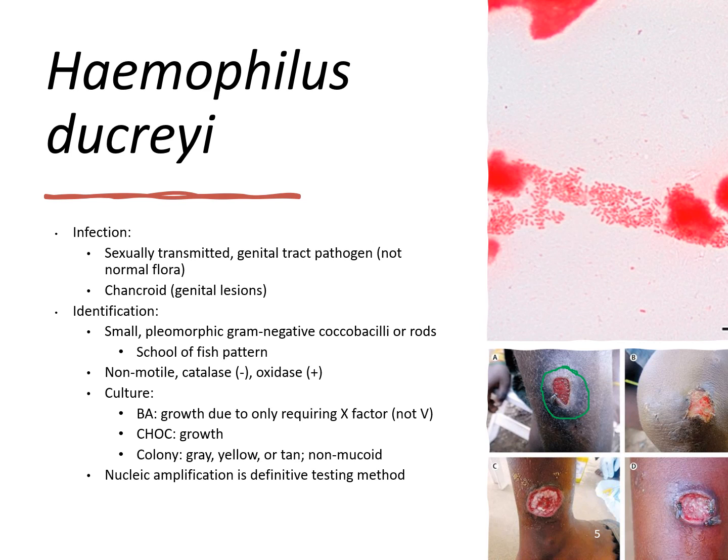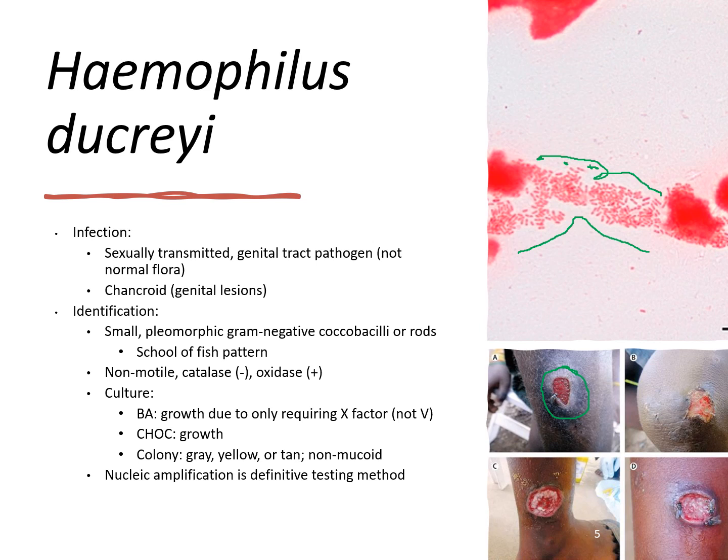This organism is a small pleomorphic gram-negative coccobacilli rod. What you see with this one on a gram stain is a characteristic school of fish appearance, where the organisms are in clusters but really close together, almost like a school of fish. So you see all of those pleomorphic type rods. You can see this one here, you've got two of them together, where they're the coccobacilli, elongated out a little bit.